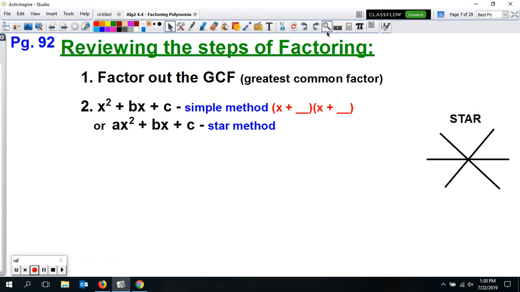The top of the star, remember, is the a times the c. So the a number times the c number gives you the number on the top of the star. The bottom number is always your b number. So whatever number is in front of the middle term, that's always going to be at the bottom. The top sides are always exactly the same thing. It's how this trinomial starts, with the number and the letter, a x, on top of each side. So if it says 2x squared, you'll put 2x on top of each side.